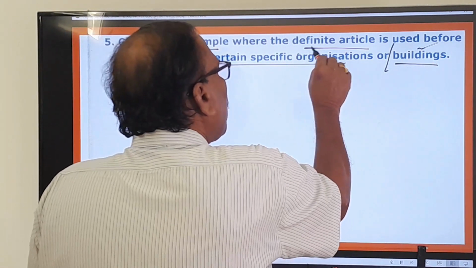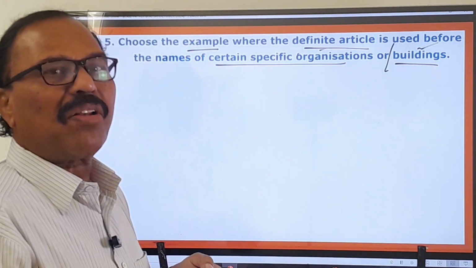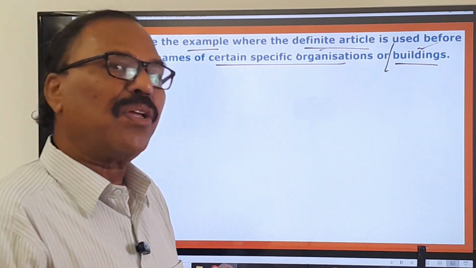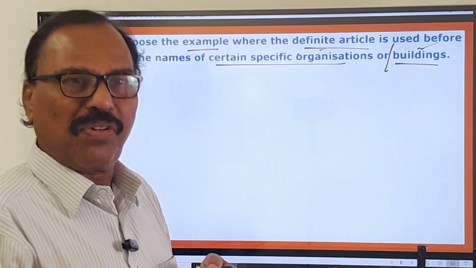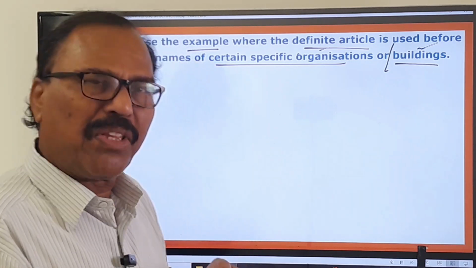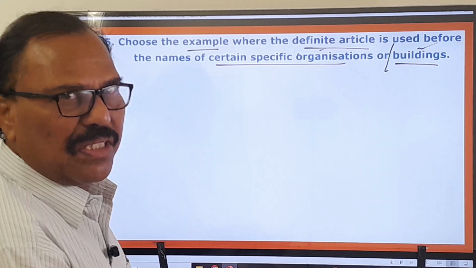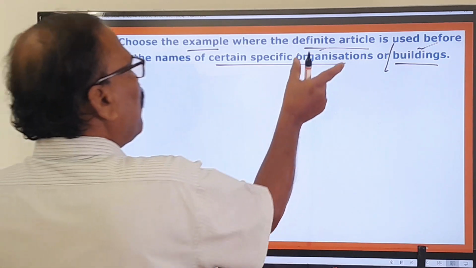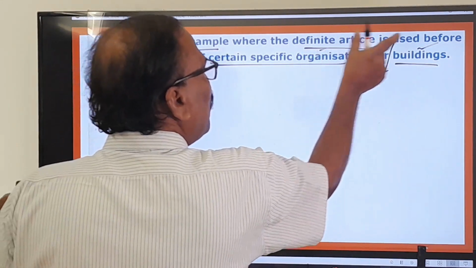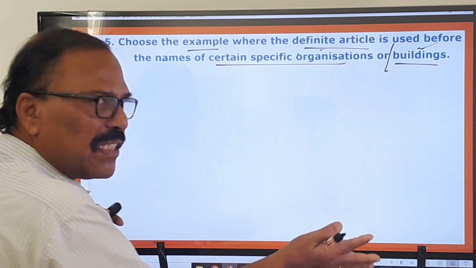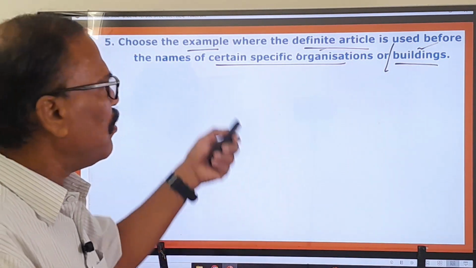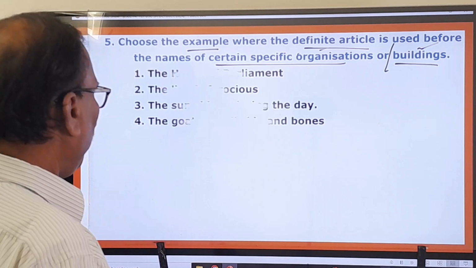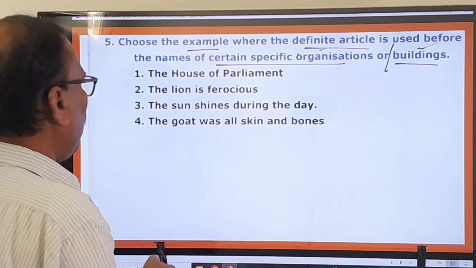Specific organizations are also there. Organizations like UNO, the UNO. WHO is there, the WHO. Okay, the UNESCO, something like that. They are all organizations. So in this way, before the names of organizations, before the names of famous buildings, we must use the definite article. There is a rule. So here some examples are given and you are asked to choose the right one from these examples.